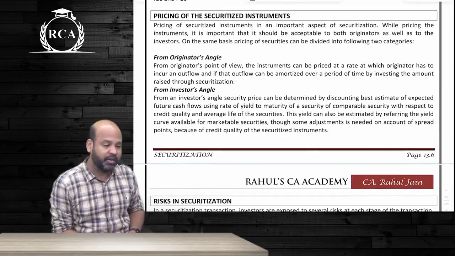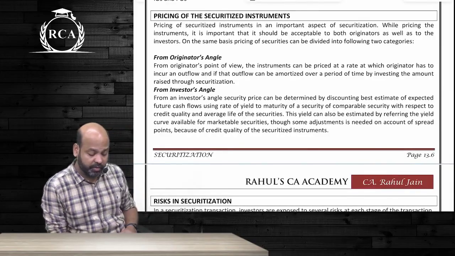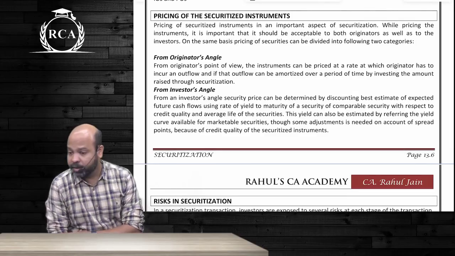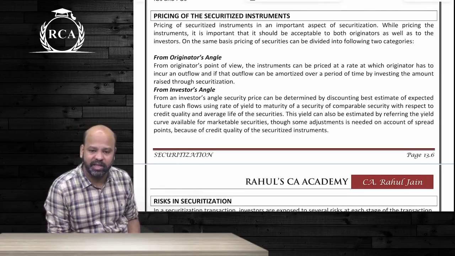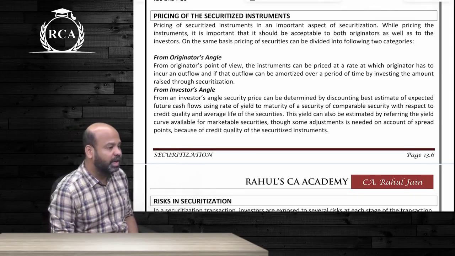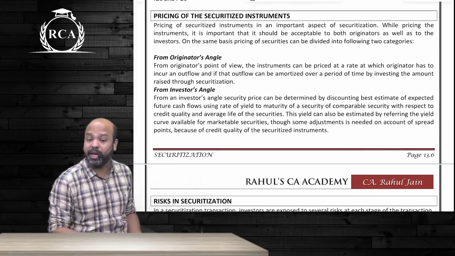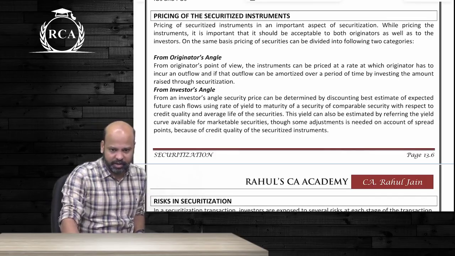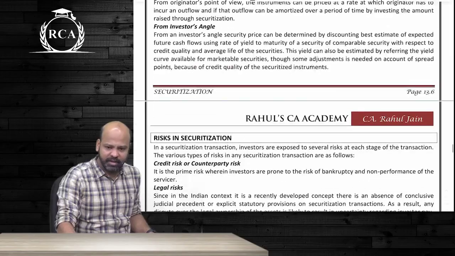Pricing of securitized instruments is pretty simple, guys. It doesn't matter whether it is from the viewpoint of the originator or the investor. In both cases, once you determine the yield that the investors should realize based on the credit rating, you discount all the future cash flows at that yield and arrive at the amount that should be collected from the issue of securities. Is that clear?